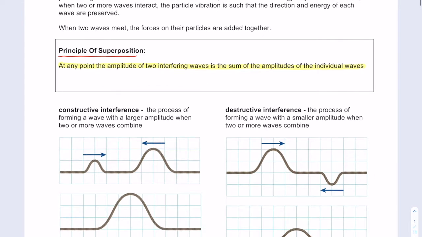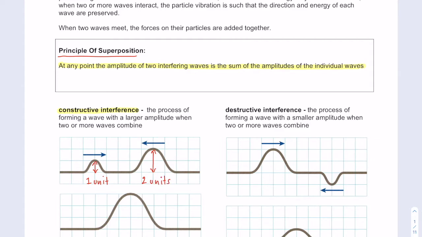The wave interference can result in constructive interference. This is the process of forming a wave with a larger amplitude when two or more waves combine. Here we have two crests of a transverse wave that are approaching each other through the same medium and are about to interact with each other. One of them has an amplitude of 1 unit, and the other has an amplitude of 2 units.